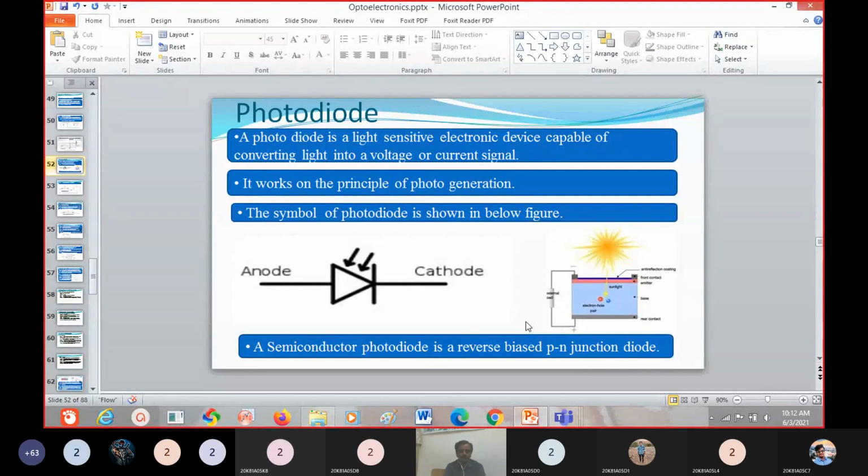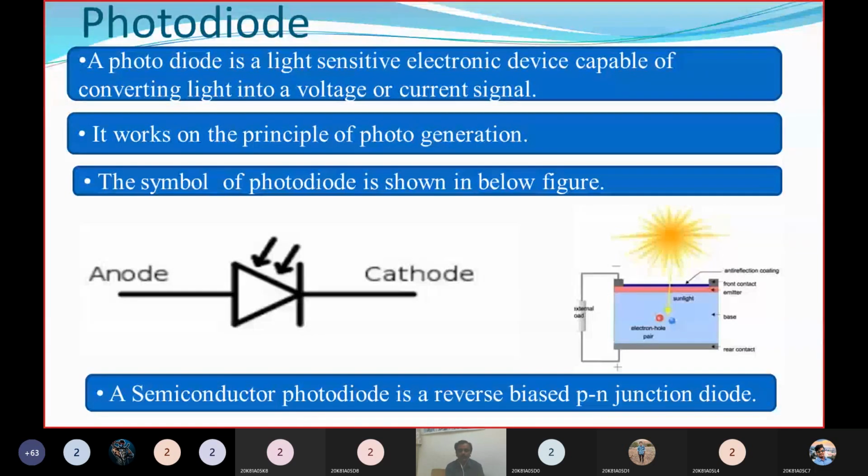Photodiode. Okay, so a little introduction about the photodiode. Today we will discuss the photodiode introduction, structure, working principle, advantages and disadvantages.